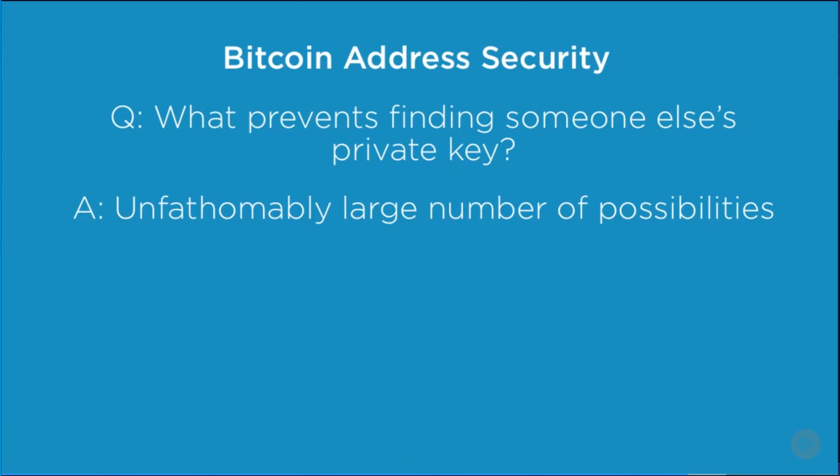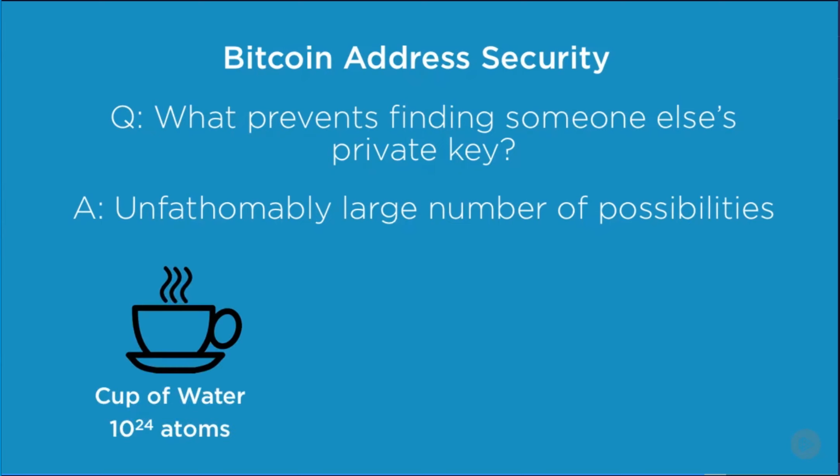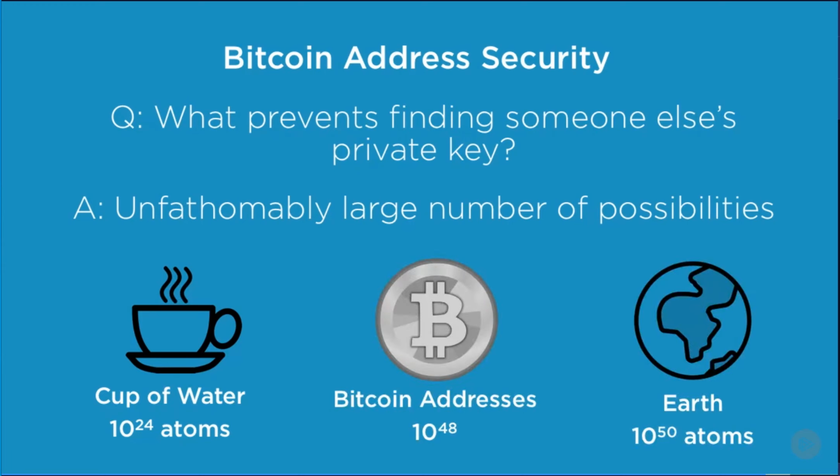If this seems hard to believe, it should be. There's nothing in our daily lives that is remotely comparable. There are about 10 to the 24th atoms in a cup of water, which is by itself an unfathomably large number. You could generate trillions of addresses a second for 1,000 years and still be short of the number of atoms in that cup of water. But the number of possible Bitcoin addresses is much, much larger than the number of atoms in a cup of water. It's closer to the number of atoms in the entire Earth.